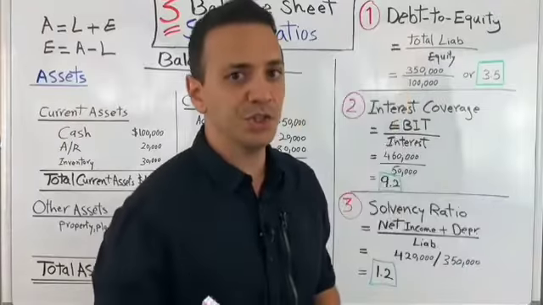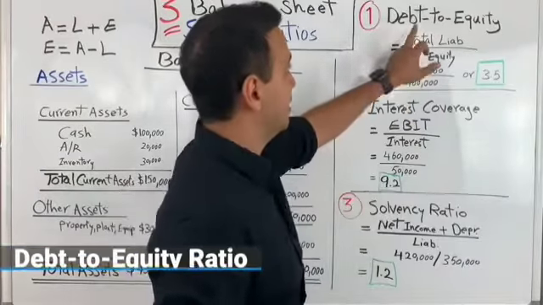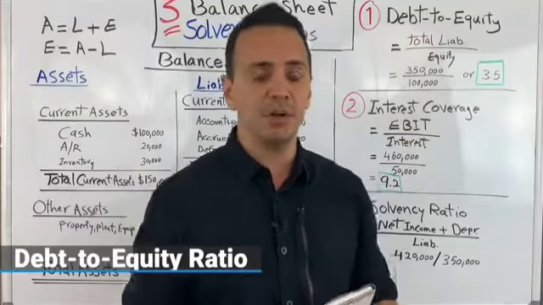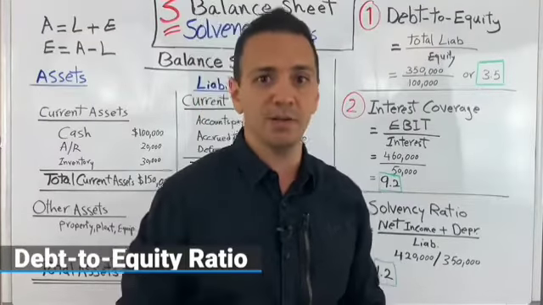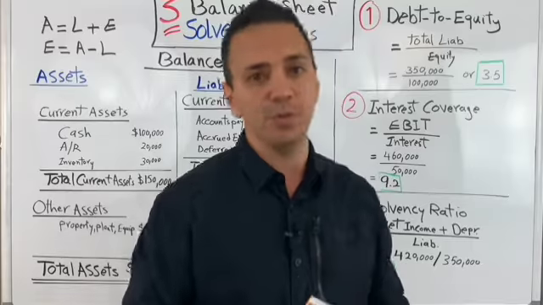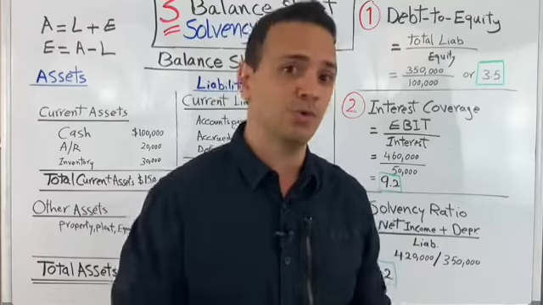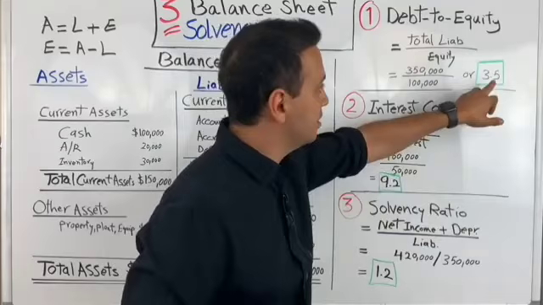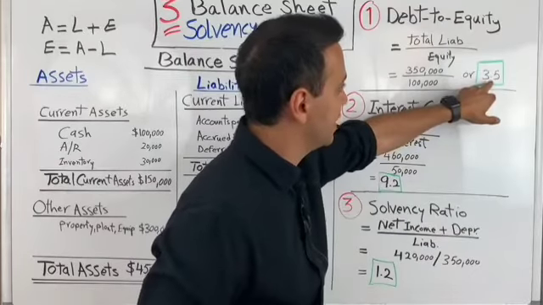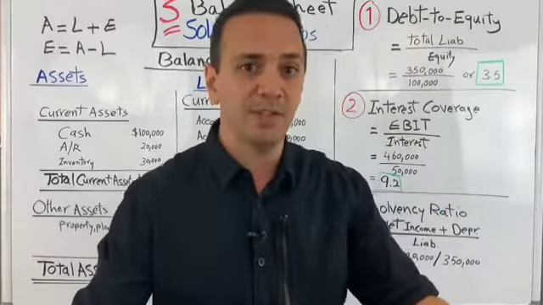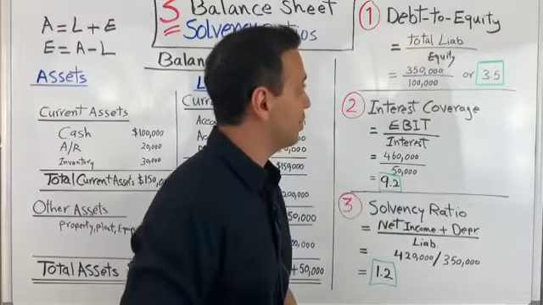The first solvency ratio we're looking at today is the debt to equity ratio, which measures the reliance of the company on debt to raise capital versus equity. Because the two ways for the company to raise capital are either debt or equity, selling stock. So basically, the higher this ratio, which in this case is 3.5, the more it indicates that the company relies heavily on raising capital through debt.